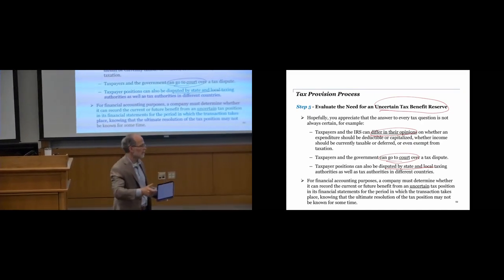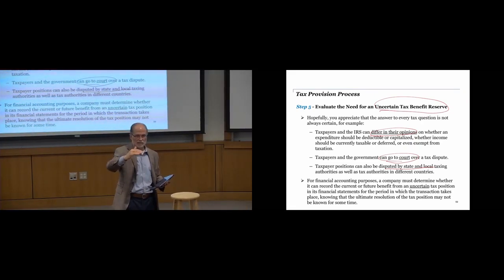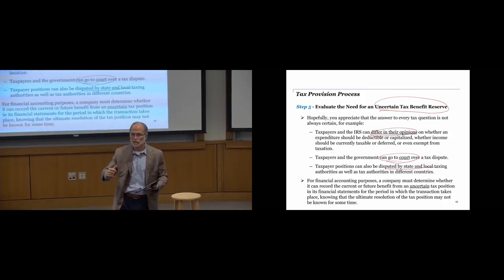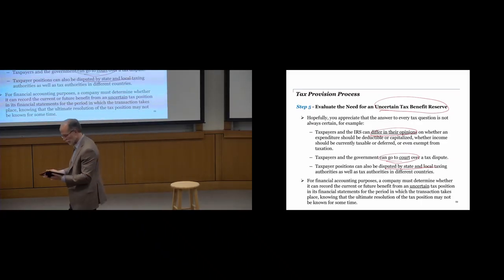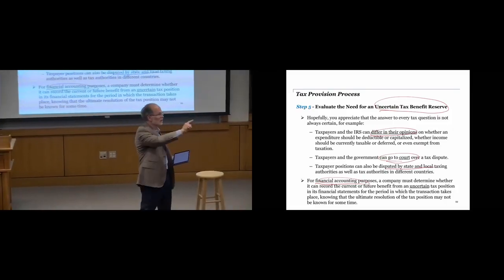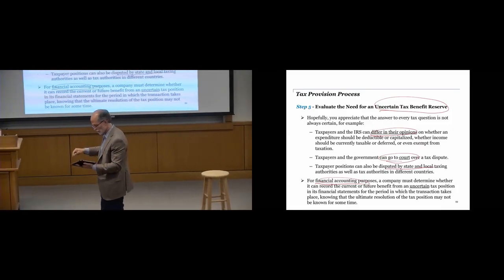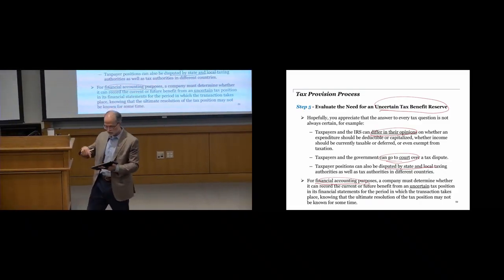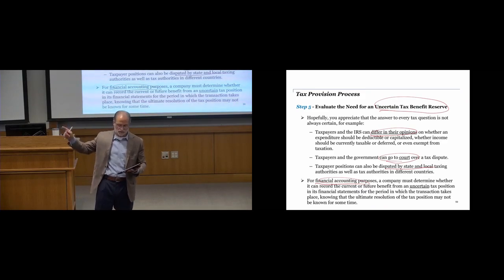Okay? And that benefit is either a lower gross income item, because I'm saying something's not taxable, or a higher expense that I say may be deductible, and the government may say it's not fully deductible. Okay? So for financial accounting purposes, the company must determine whether it can record the current, so this is going to be a current or future item, from an uncertain tax position in its financial statement for the period in which the transaction takes place, knowing that the ultimate resolution of the tax position may not be known for some time.